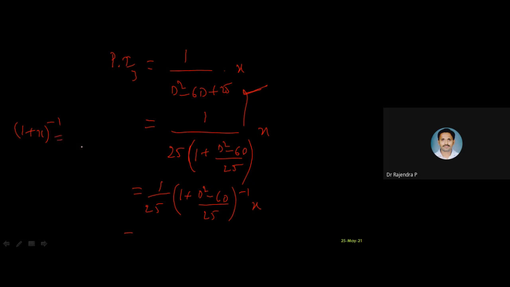For binomial expansion, the formula will be 1 minus x plus x square minus x cube, and it will continue like that. So if I do the same thing here, 1 by 25 bracket of 1 minus x. Minus of this x value is d square minus 6d by 25, that is your x. Plus x square, where x square means d square minus 6d whole by 25 whole square I have to write.